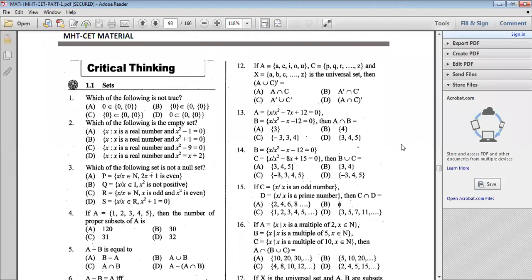When x square minus 1 equals 0, what are the values of x? 1 and minus 1. So that set contains two elements. Now look at the second option.